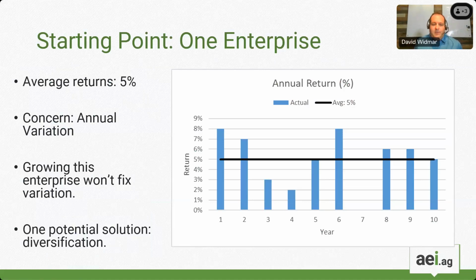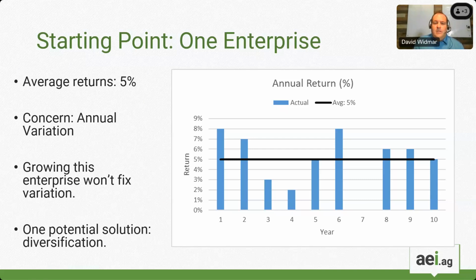and we're going to build off this as we move through. For a lot of us, we can easily think of an operation as a single enterprise. Maybe right now you're only raising cattle or only raising corn, for example. If you look back at your business over the last 10 years, you might see that on average you have a return of around 5%. This could be relevant to your business or maybe an investment in the stock market, but you see over the last 10 years you have a 5% return, and maybe you're pretty happy with that. That's a rate of return that you can live with.